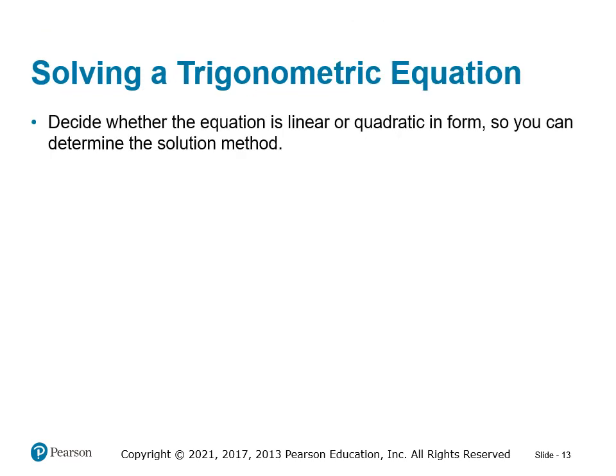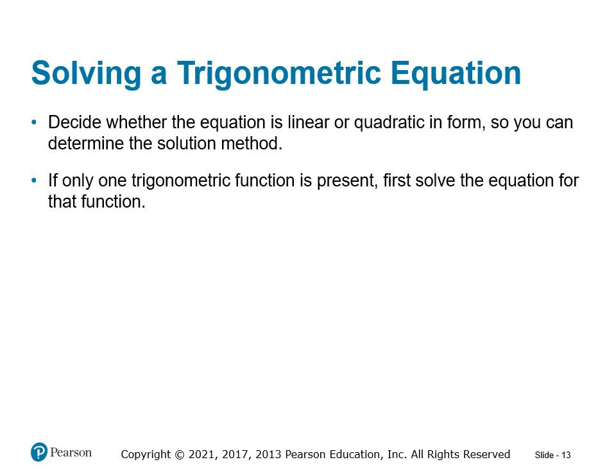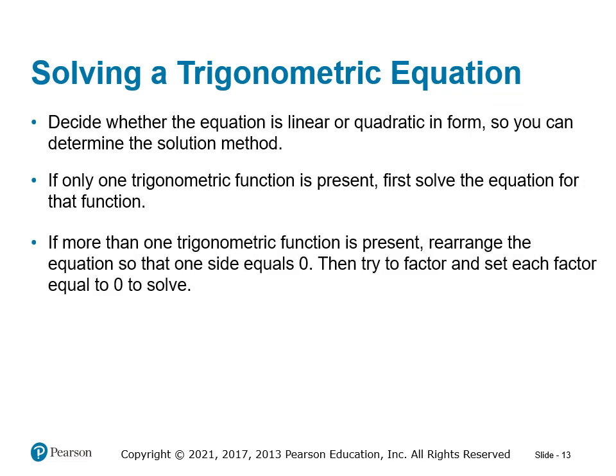So let's just review what we've talked about and how to go about this. When you're solving a trigonometric equation, first look at the equation and see what it looks like in algebraic form. Is it linear or is it quadratic in form? This will be a first determiner for how we're going to solve this problem. If you have only one trig function present, first solve the equation for that function. If more than one trig function is present, see if you can rearrange the equation so that one side equals 0, and then see if you can factor it with one trig function in each factor. And that's another way if you have multiple trig functions.